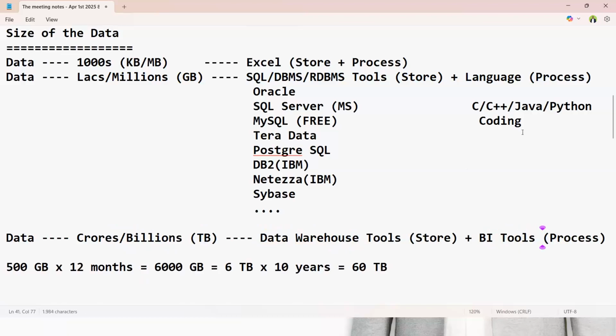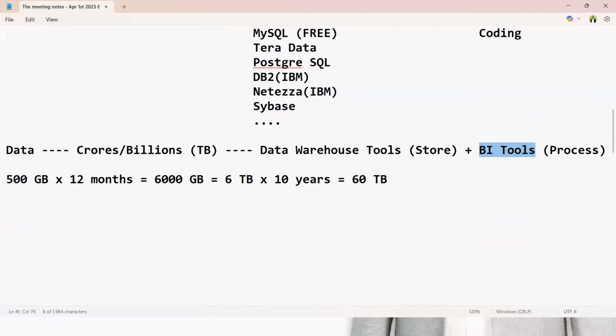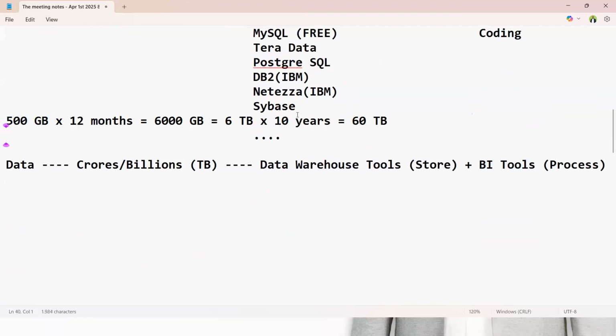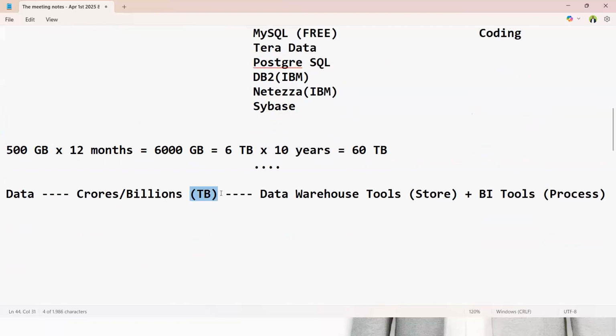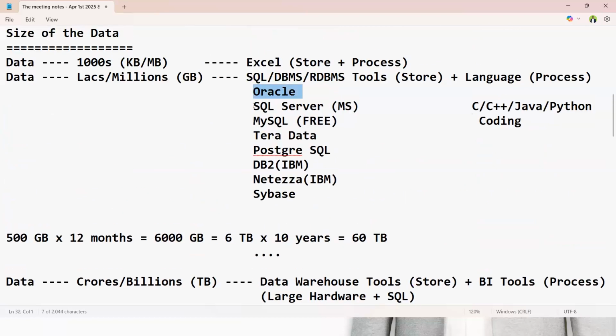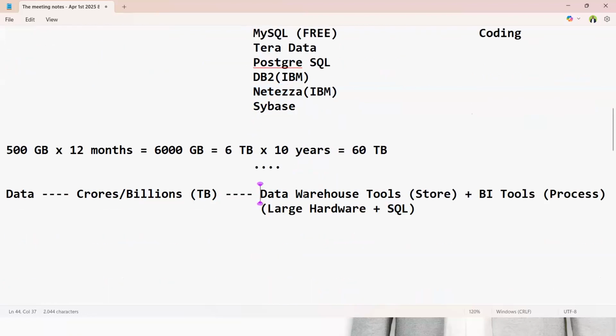BI tools have been introduced because coding is difficult; BI tools have been introduced to work without coding. Clear? When you have terabytes of data, companies started using data warehousing tools. So I'm talking about terabytes of data today. Data warehousing tools have been introduced into the IT industry so that it can store terabytes of data. But if you ask me how data warehousing is prepared, it has large hardware that you need to buy, and you need to install the same SQL software. SQL means you may install Oracle, SQL Server, Teradata, DB2, Netezza, any one of them. So this will become a data warehousing tool.